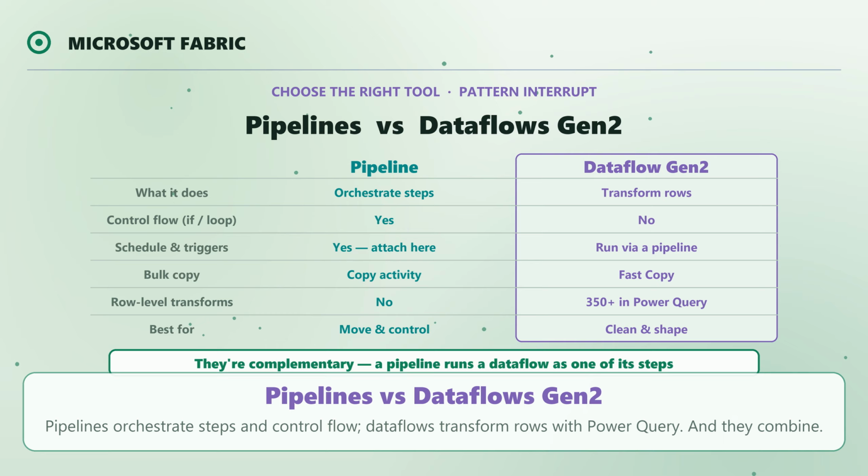If you just need to get a big table from A to B on a schedule, that's a pipeline. If you need to fix data types, remove duplicates, and join two sources, that's a data flow. And here's the part people miss. You don't choose one forever. They're complementary. A pipeline can run a data flow as one of its steps. So a single orchestrated pipeline copies your data in, then calls a data flow to transform it, then moves on. Move with one, shape with the other.